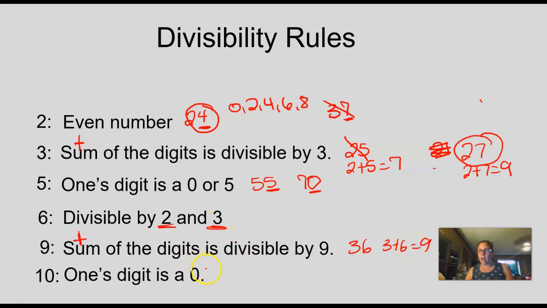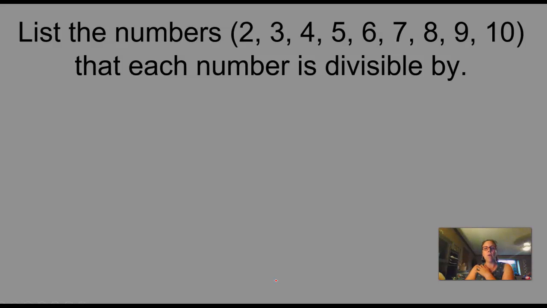Tens, the ones digit, so count by tens. 10, 20, 30, anything that has a 0 in the ones place is going to be divisible by 10. All right, so some examples. We're actually just going to list the ones that are divisible by 2, 3, 5, 6, 9, and 10. Sorry, I didn't mean to have those other numbers in there.